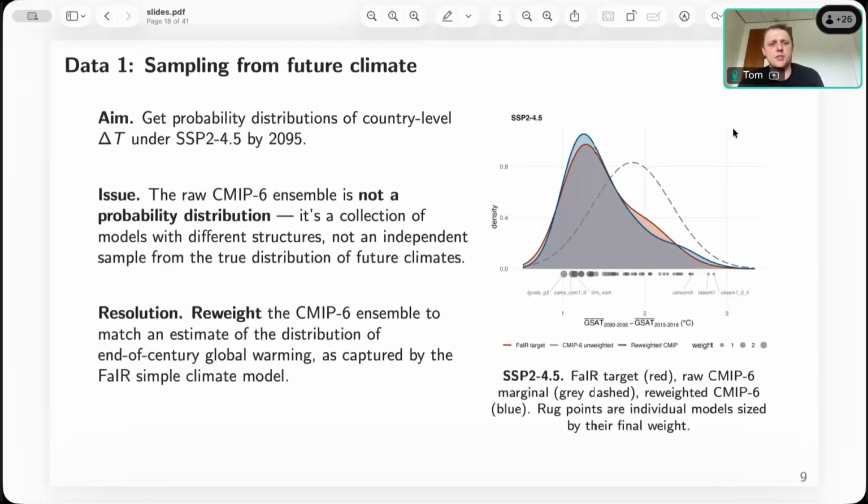For the CMIP temperature projections data, what we need for this project is probability distributions of country-level changes in temperature under a given emissions scenario at the end of century. The issue is that the CMIP6 ensemble is not designed to represent a probability distribution. Instead, it's a collection of models with different structures. So rather than using this raw distribution to think about the end-of-century distribution of possible climate futures, we reweight the CMIP6 ensemble to match the distribution of a simple climate model, which is meant to be probabilistic. So that's the first data set that we use.